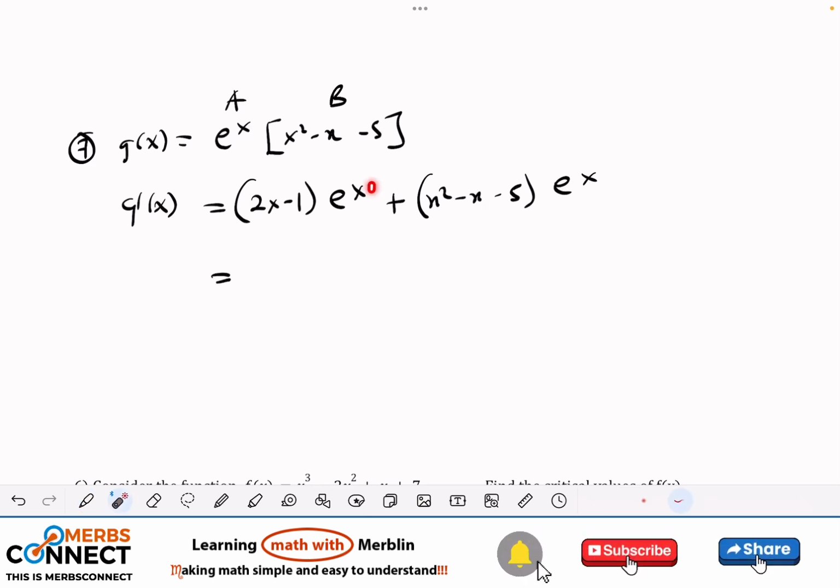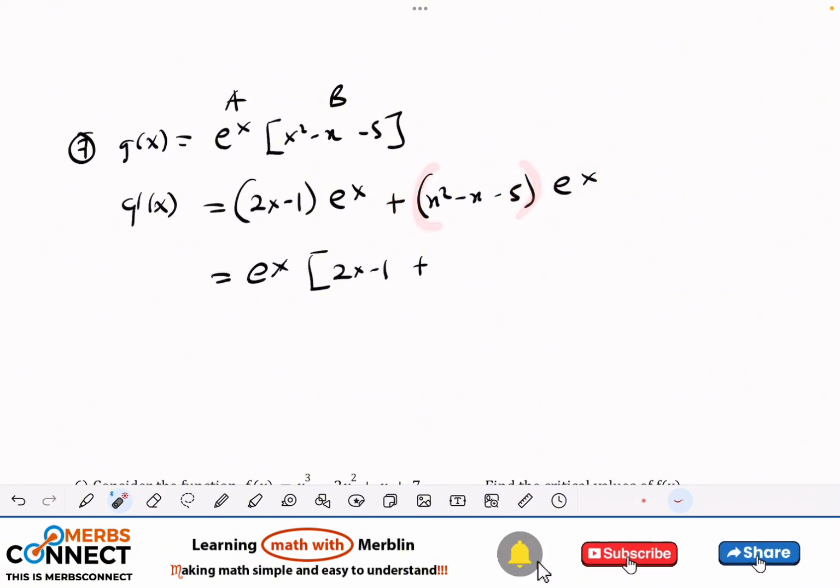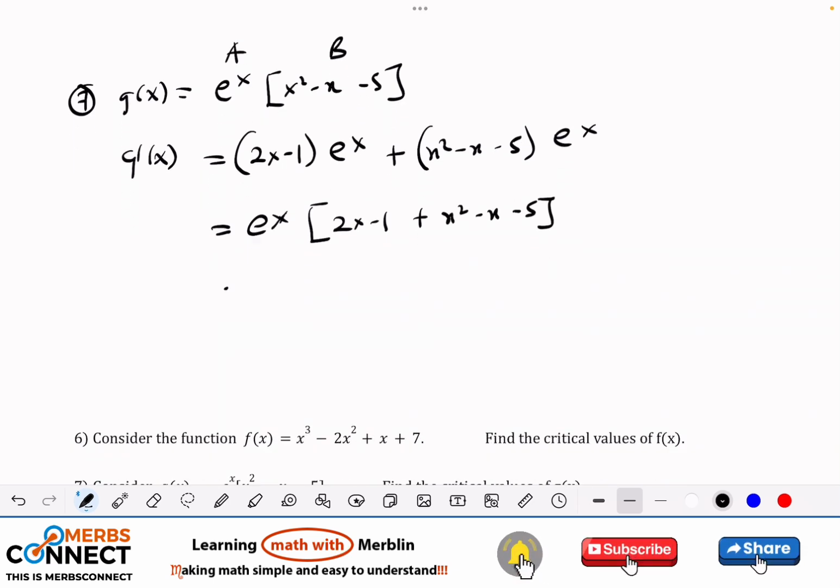So the first thing I'm going to do is, I have e to the power x, I'll factor it out. So with e to the power x out, what will be left when I factor this one out from here? I'll be left with 2x minus 1 plus, and when I factor this one out, what will be left? It will be left with this. But since this one is positive, I'm not going to bring the parentheses again. So I'll just write x squared minus x minus 5. Then let's try and do something here. So I have x squared, I have 2x, I have minus x here. So this is going to give us plus x. I have minus 1 minus 5, which is going to give us minus 6.